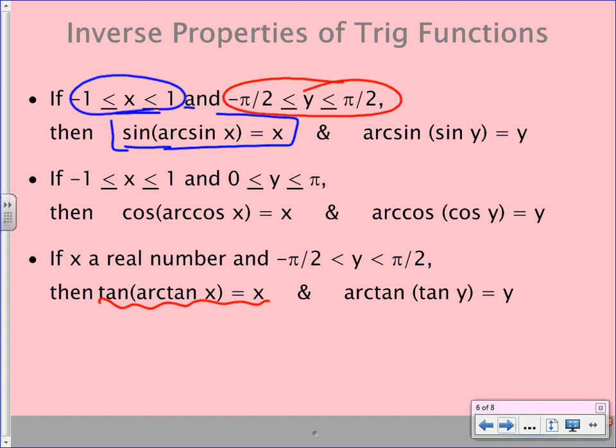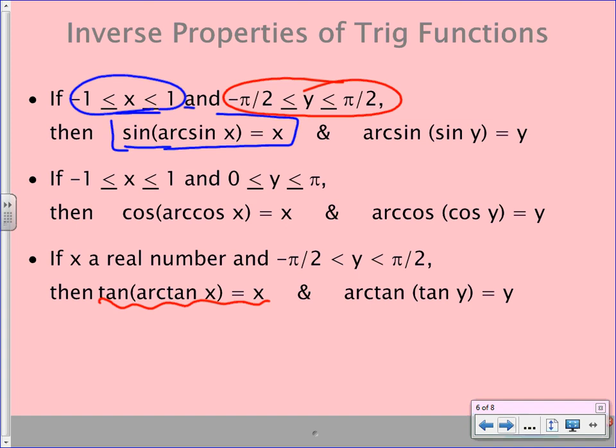Now I would say, as long as you know the domain and ranges for your three inverse trig functions, these won't necessarily be a big deal because you will know what kind of answers you can have and what kind of inputs you can have. And we'll go through these examples and we'll see when they cancel and when they don't.